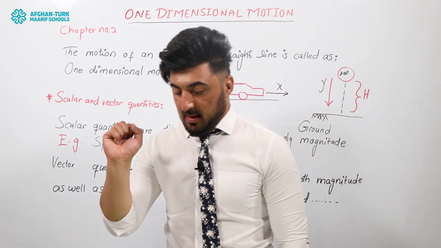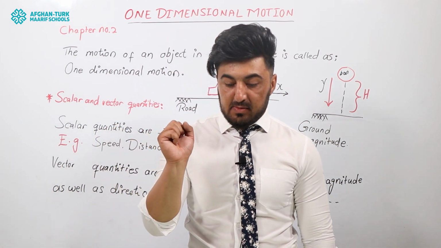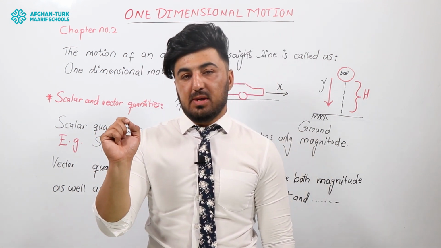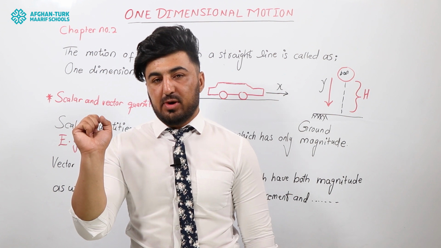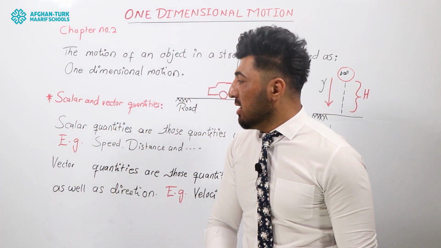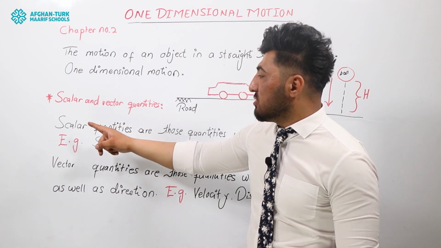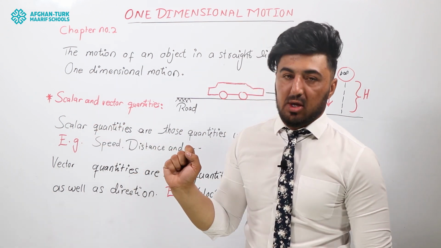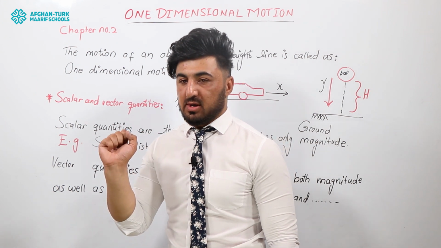If I say my speed is 20 km per hour, it will indicate only magnitude. So that's why we call it a scalar quantity.